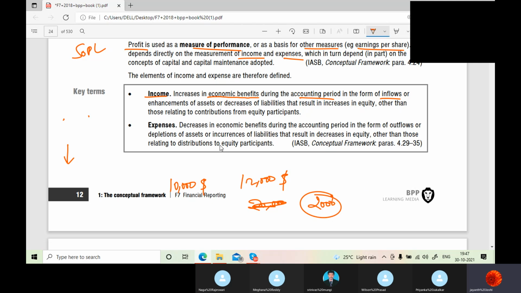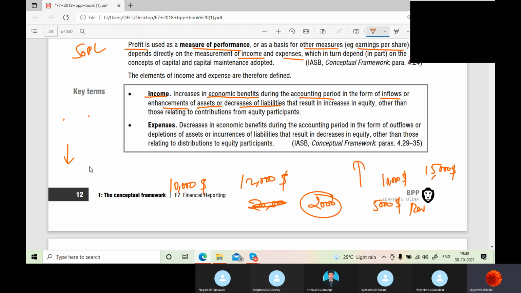Or, if I have to say, enhancement of the assets or decrease in the liability. So if the asset's value increases, suppose you have a revaluation surplus, a $10,000 asset, now you revalued after 3 years and people are ready to pay you $15,000 for that asset. So $5,000 is revaluation gain or surplus. That also is the income for the company.